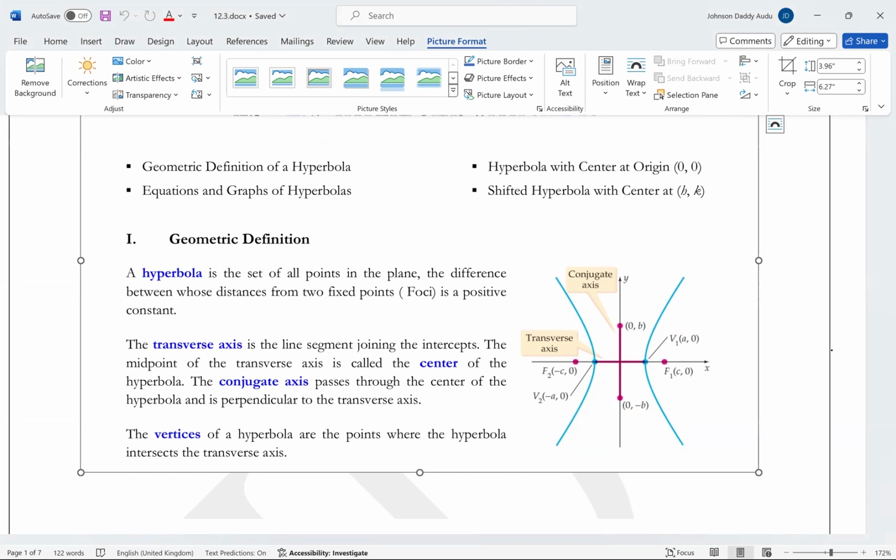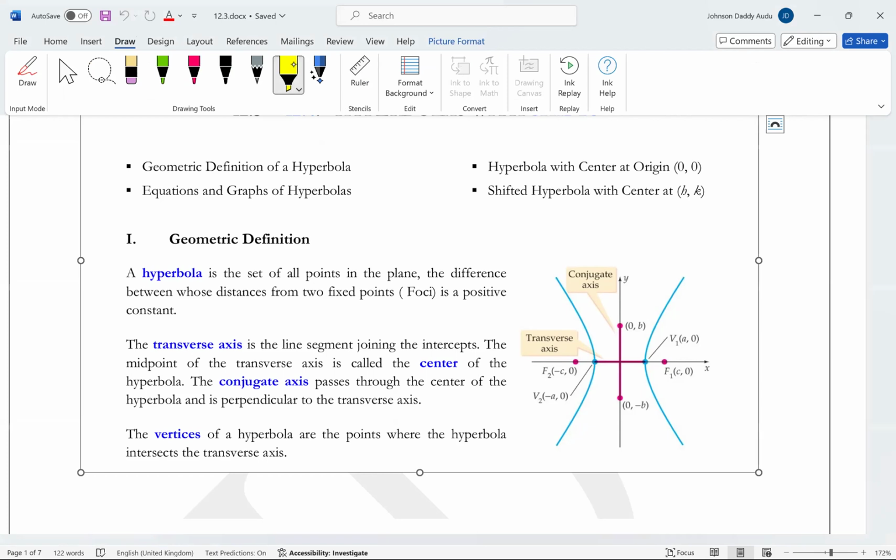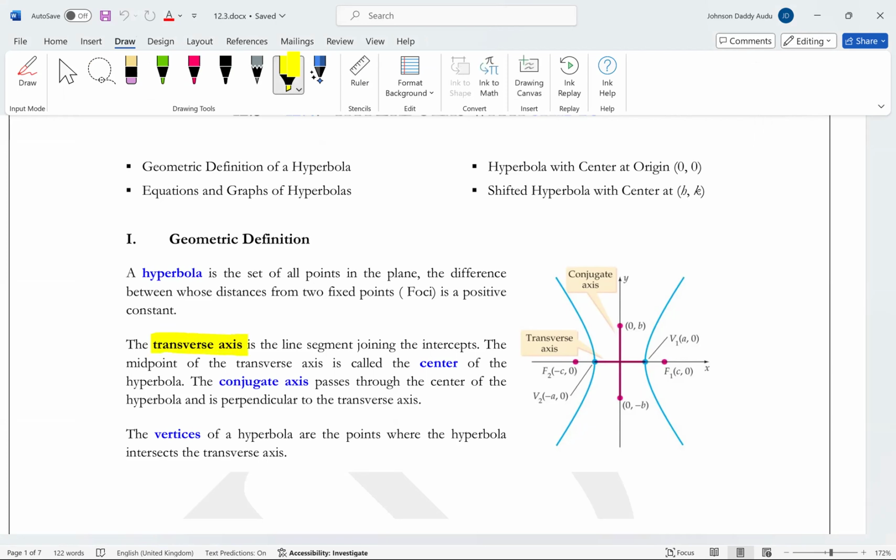Now, what is more important about a hyperbola is that there are two axes. We have what we call the transverse axis and the conjugate axis. If you remember the ellipse, in an ellipse we have two axes, the major axis and the minor axis. But in this case, we have the transverse axis and the conjugate axis. So what is the transverse axis? The transverse axis is the line segment joining the intercepts.